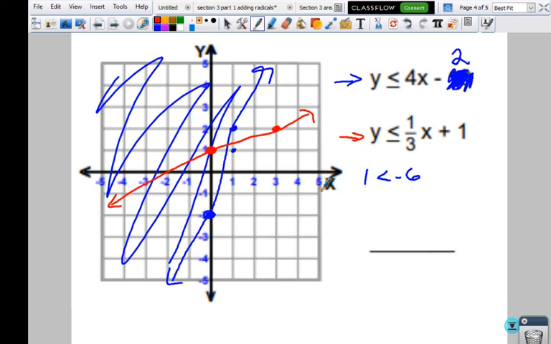We've got to pick a point, right? Yeah. What point do you want to pick? Oh, 1 and 1. 1 and 1 will work. That's close to my line, but it's not on my line. So we're going to go 1 less than or equal to 1 over 3 times 1 plus 1.